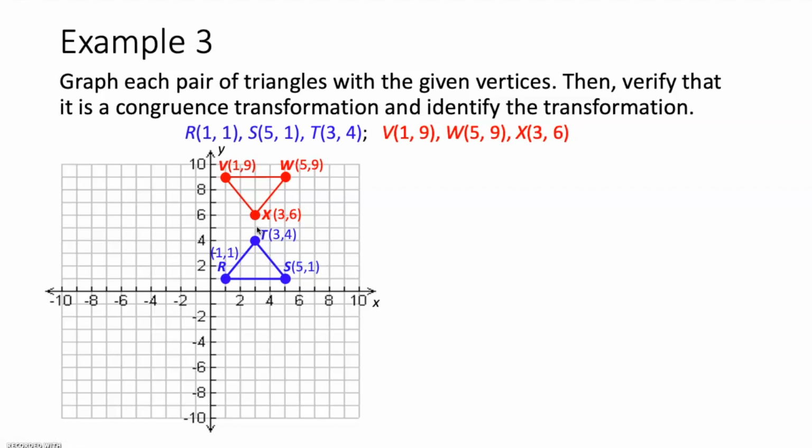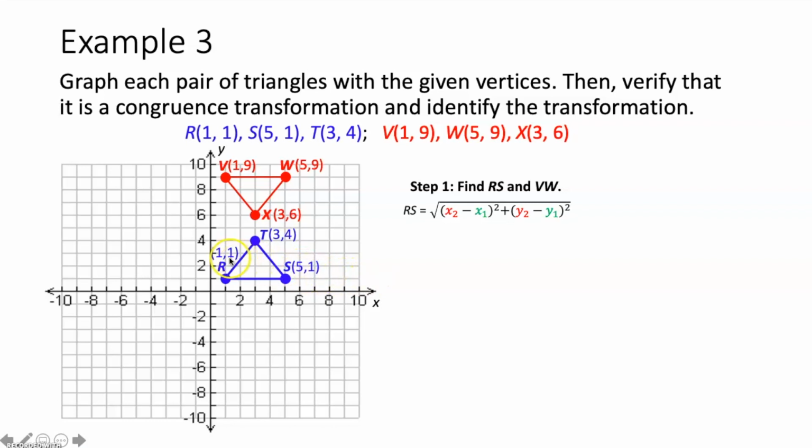To do that, I need to find the measure of each side. So let's start with the corresponding sides, segment RS and segment VW. So let's find the measure of those segments. So the measure of segment RS, how do I find that? Well, since I'm given 2 points, I can use the distance formula.